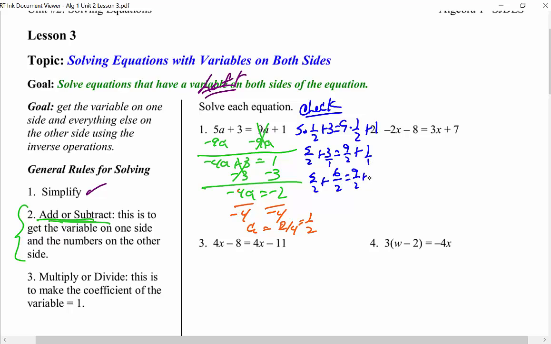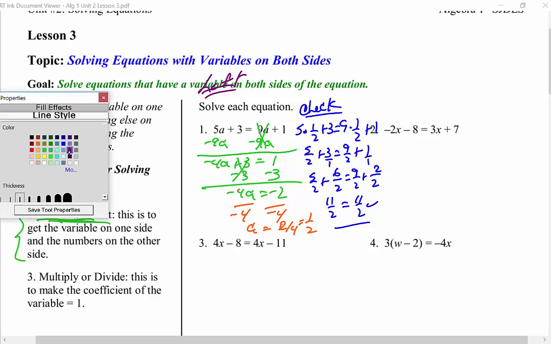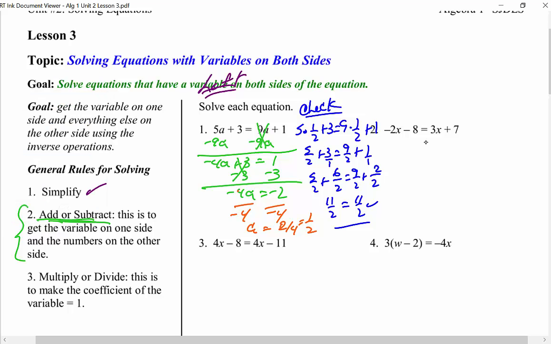I put a 1 under the 1. And I want the denominator to be 2. So I multiply the top by 2. So we get 11 halves on the left and 11 halves on the right. It works. You should check every one of them. Now, just for the sake of time I'm not checking them all, but you should check every one of them.